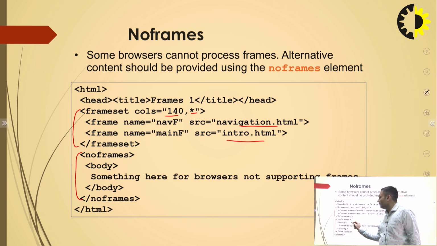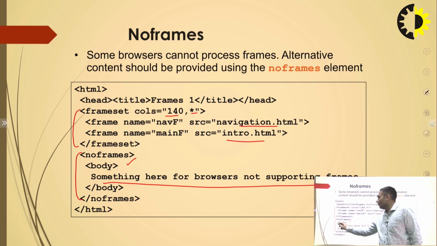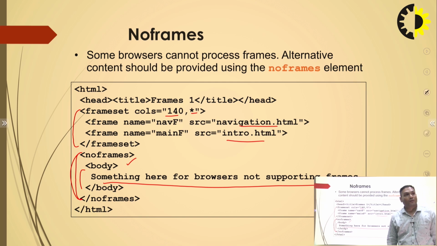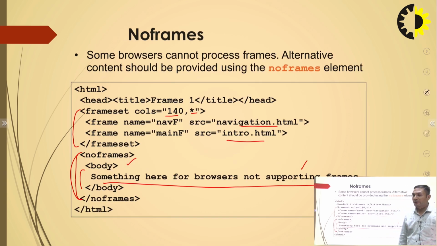Inside this noframes, we are defining a body tag, and I'm writing something. You can write anything here, and then this body gets closed, and then this noframes gets closed. So in this way we can define noframes content. When there is no frame, then this content will be displayed in the browser. So in this way we can define the frameset and frame tags inside our HTML document.